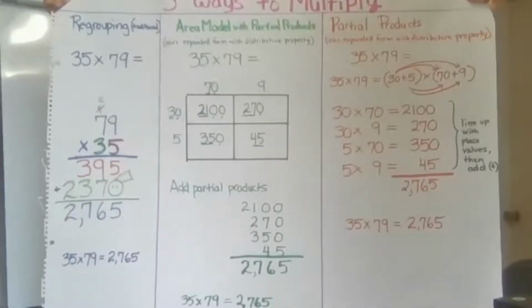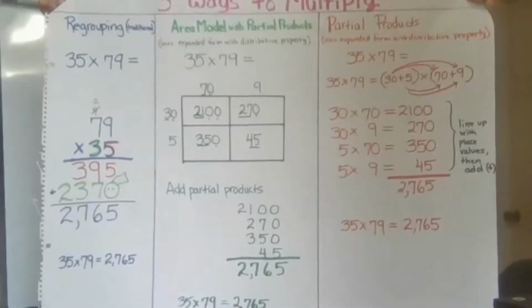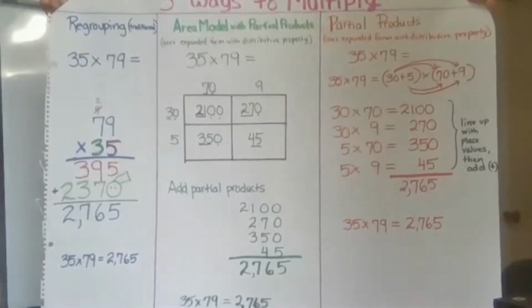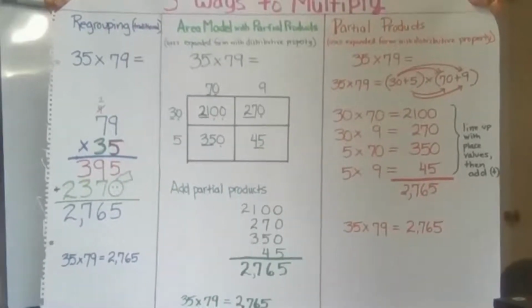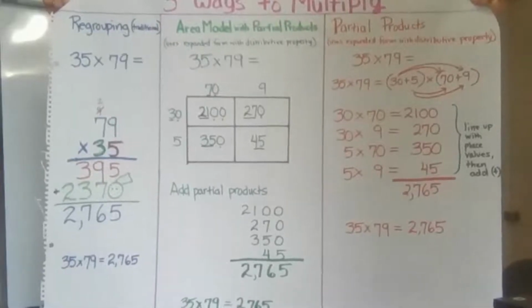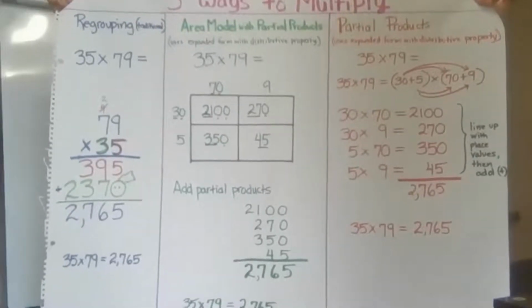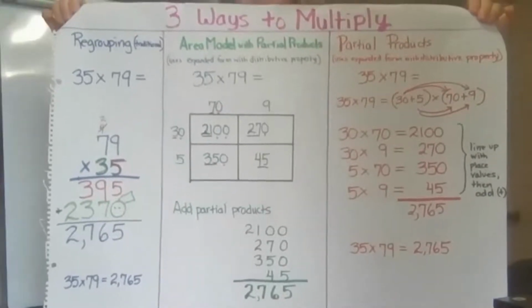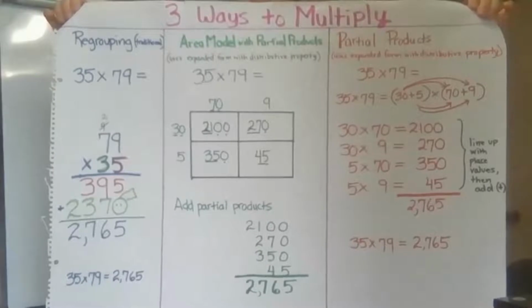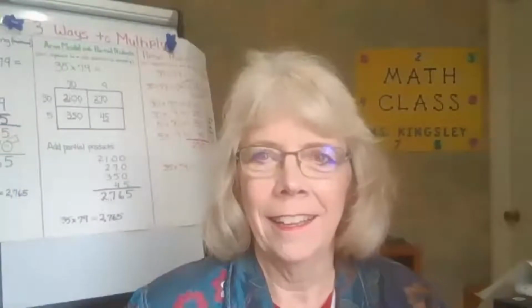The way on the left is what we call the traditional or old school method that many of us older people learned to use. The method in the middle is the one we're going to be going over today, which is the area model using partial products. The one on the right is also partial products without the use of the area model or the box. Honestly, many of our kids are most successful with this middle one, which is why I'm going to be going over that one today. So I'm going to shift to going over an example in just a second.